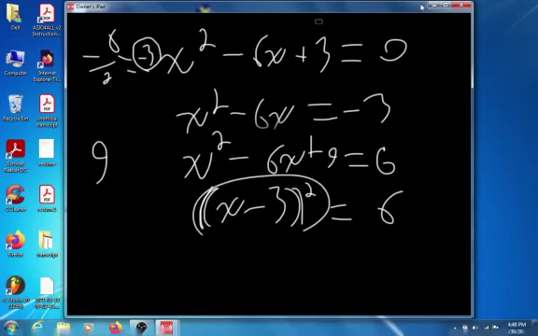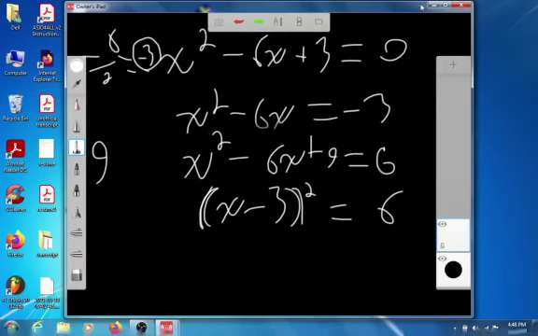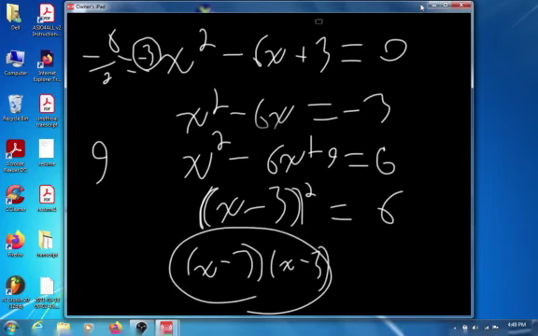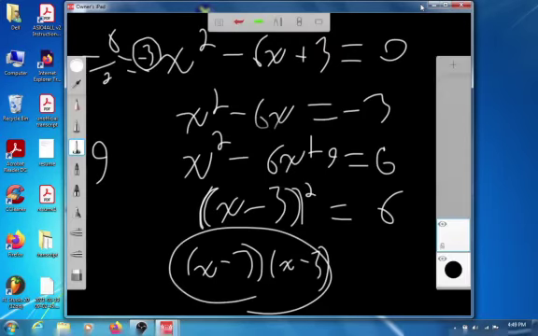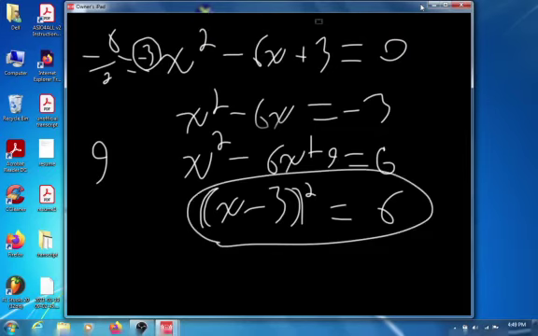So this right here is just another way of writing this. Because, like I said with factoring, this right here is just a product of two binomials. It's x minus 3 times x minus 3. And if you FOIL this, you get this. So now we're right here. What do we do from here?